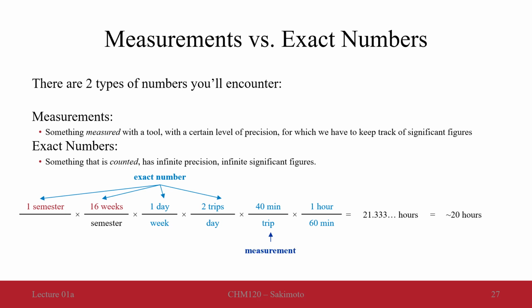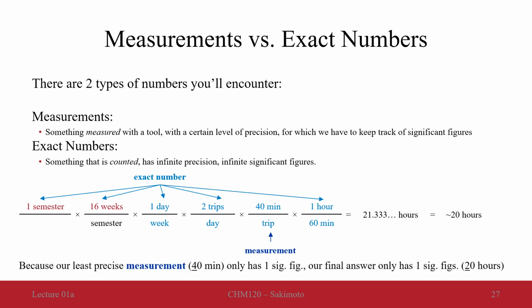In comparison, we have a measurement, 40 minutes per trip, something we had to measure, sort of getting on the T, starting a stopwatch, ending a stopwatch, and maybe taking an average of several trips. Again, something we measured with a level of uncertainty. Finally, this hour per 60 minutes, again, is something we count, but we can either think of it as a definition or something that is an exact number.